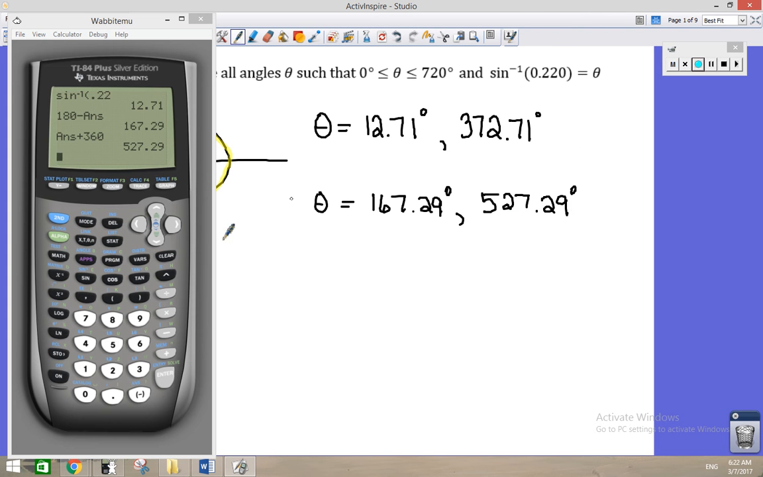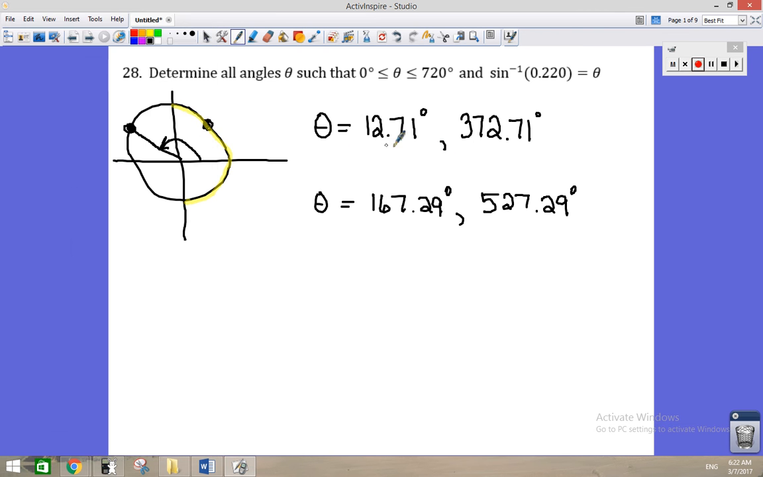There might be a little bit of round off error, but if I take the sine of any one of these angles, say we do that 527, it will be approximately 0.220. It could be slightly different because of round off. Now let's even come to 3 decimals. So I'm getting that exact. If I go the sine of 372.71 again. So these are fairly reasonable estimates.